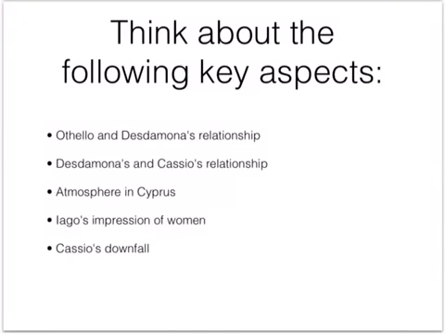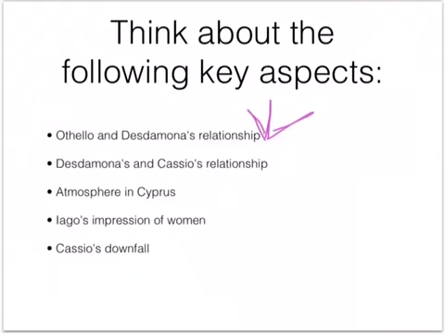These key aspects are what drive the whole play and give it momentum. So have a look at their relationship, and you might want to look at their relationship prior to Cassio's downfall, and then their relationship with Iago's involvement, and then finally at the end, the downfall.